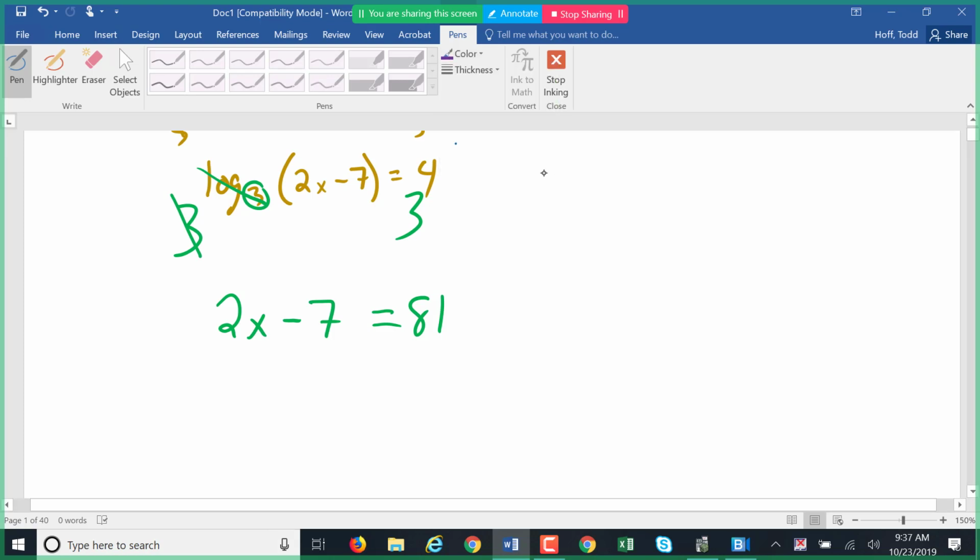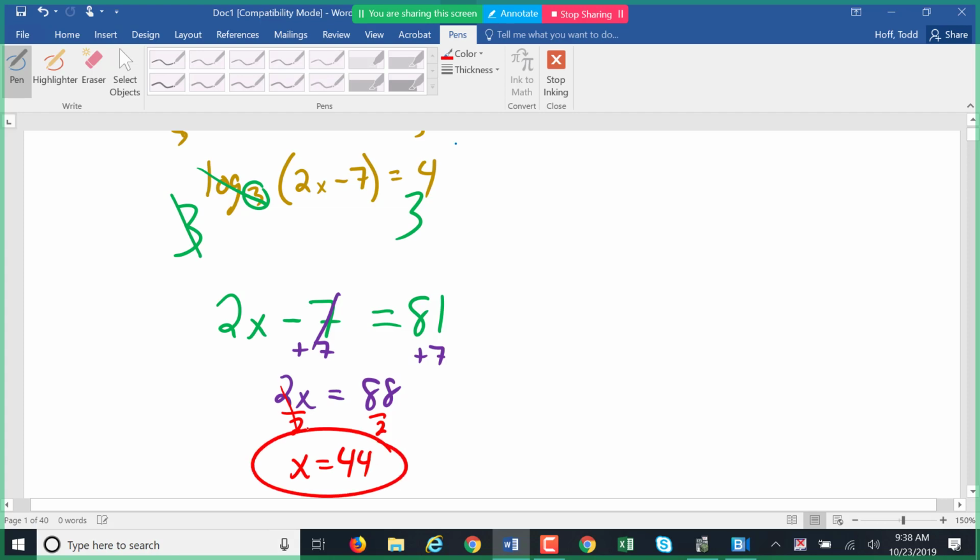Now the log is gone, we're left with simply a linear equation. So we can solve that linear equation. We add 7 to both sides, leaving us with 2x. 81 plus 7 is 88. And finally, we divide by the 2. Get x equals 44. Any questions on that one?